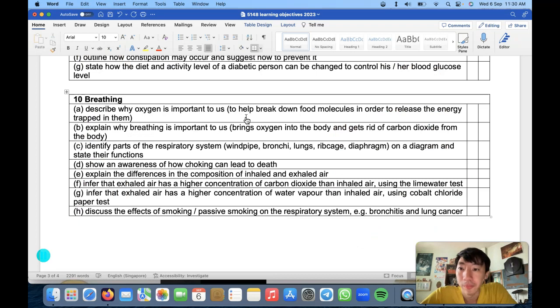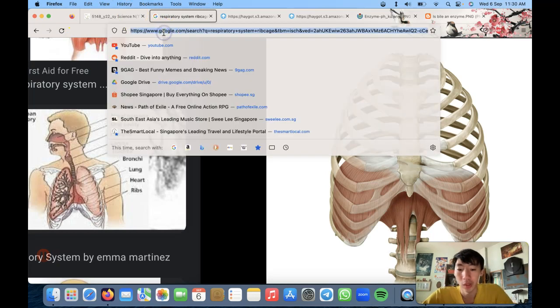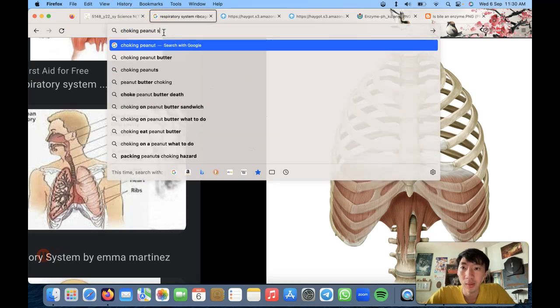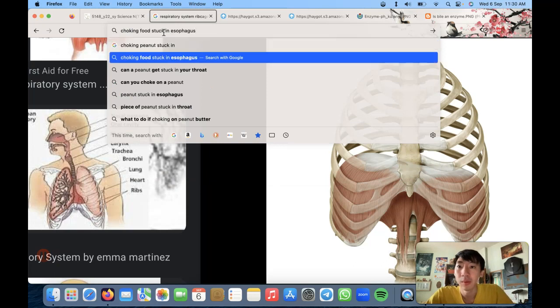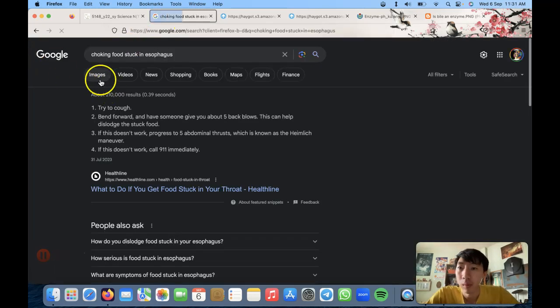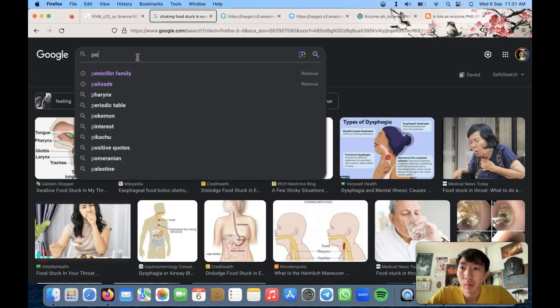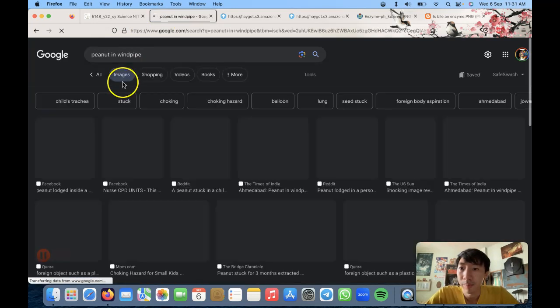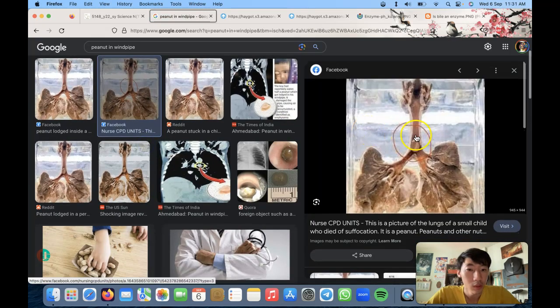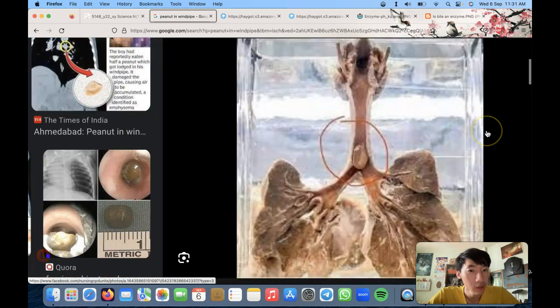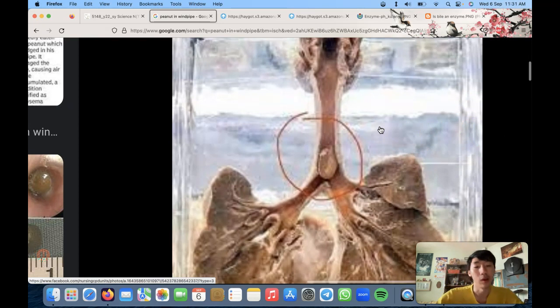Okay, so let's now talk about choking. Recently I saw a very cool picture of choking. Choking on peanuts. This is a real picture. Actually, this is a picture of a small child who died of suffocation. Here are the lungs of a child, and you can see the windpipe, the bronchus, and the bronchioles. You can't really see the air sacs because those are very, very tiny.